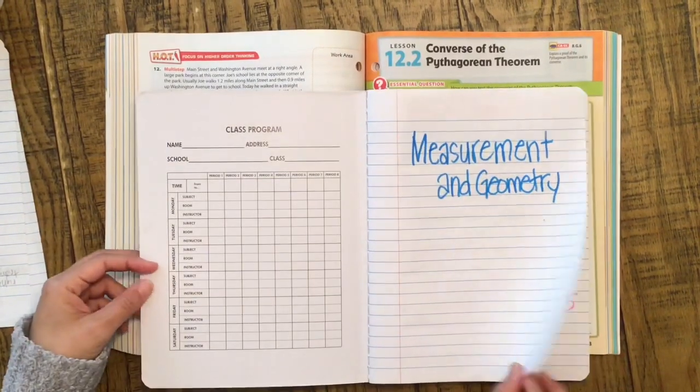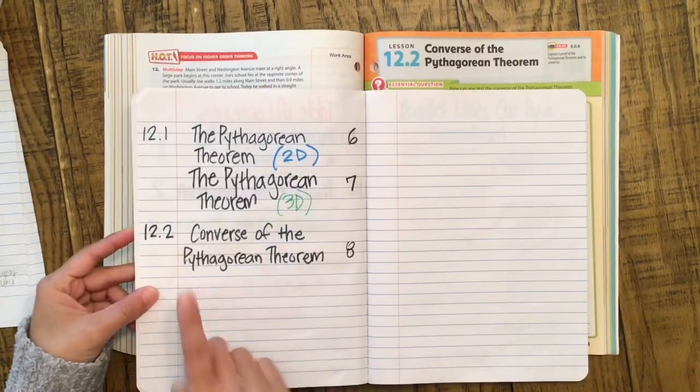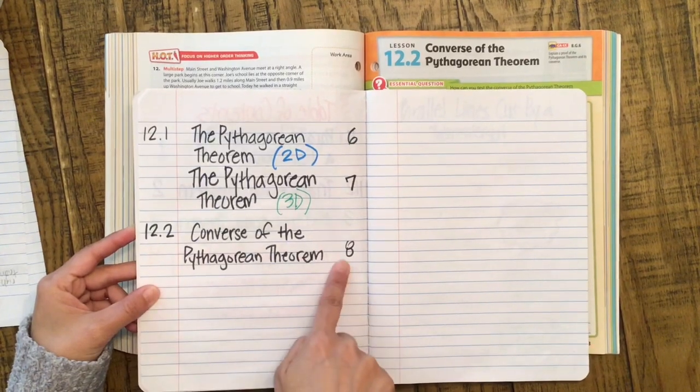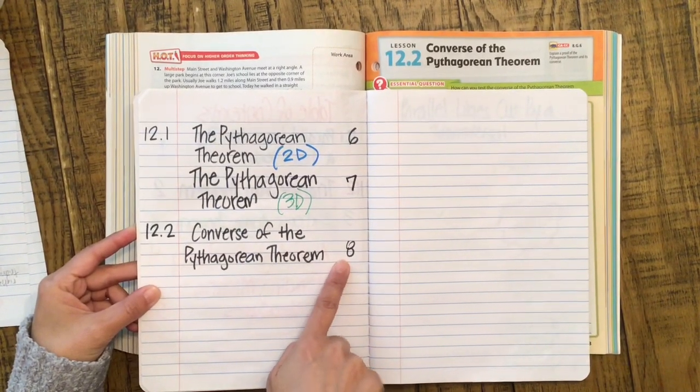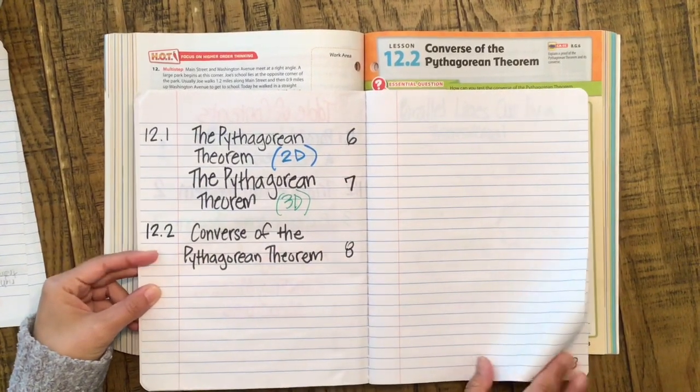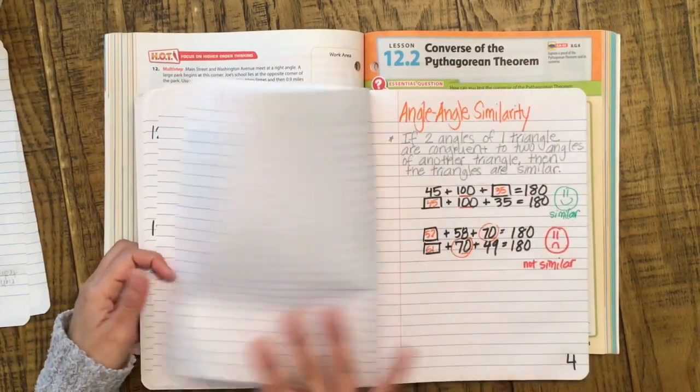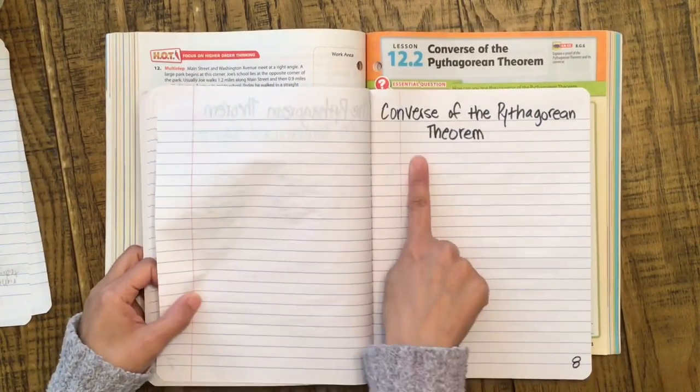I have already started by labeling the next section in my table of contents, converse of the Pythagorean theorem, page 8, and writing down the title on page 8, okay?